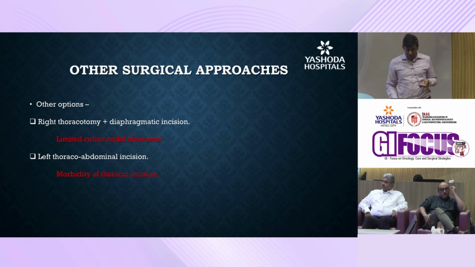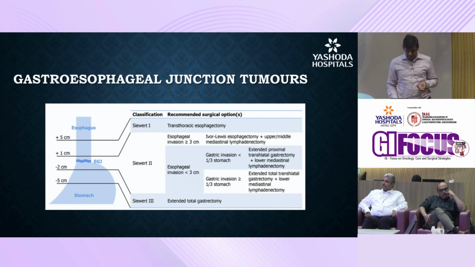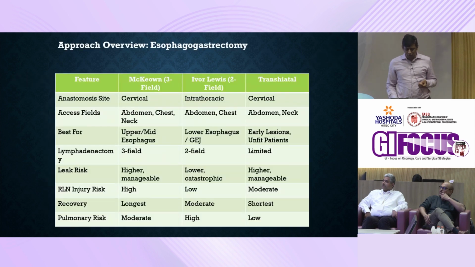The other surgical approaches done in the past, when I was a student, were right thoracotomy and a diaphragmatic incision to do the abdominal part. In the good old days when I was a resident in surgery, we used to do a left thoracoabdominal incision, which is no longer practiced. The transhiatal approach has been discussed, so I would skip that. Since morning we have seen the classification of Siewert and how you would label tumors as 1, 2 and 3. I think there is clarity with respect to the procedure we do based upon the anatomy or location of the tumor. Now, an overview of which procedure has what kind of advantage.